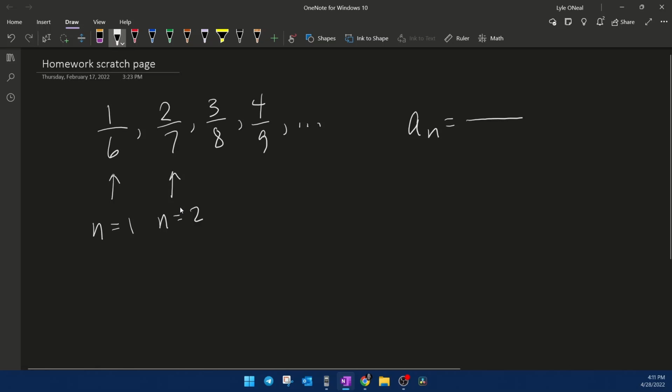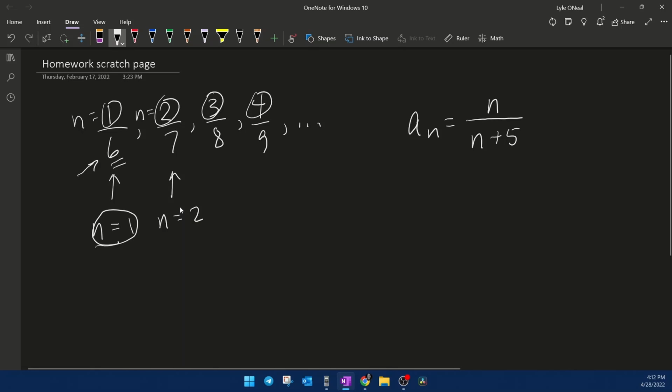In the numerator, I notice that n is 1, n is 2, so on and so forth. It appears the numerator simply needs to be n, so that when I plug in a 1, I get the first numerator. When I plug in a 2, I get the second numerator, and the pattern does continue. Now the other thing is, when I plug in a 1 in the denominator, I must get a 6. So the only way that 1 can become 6 is if I add 5 to it.